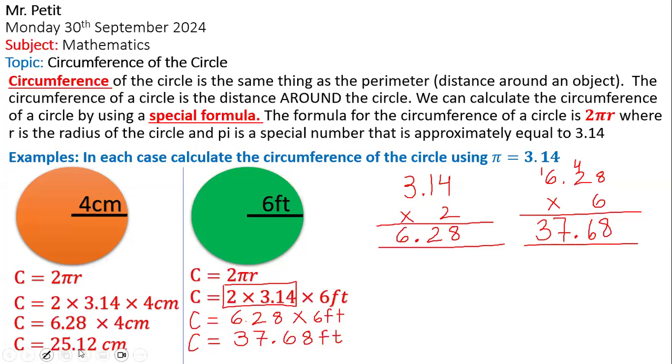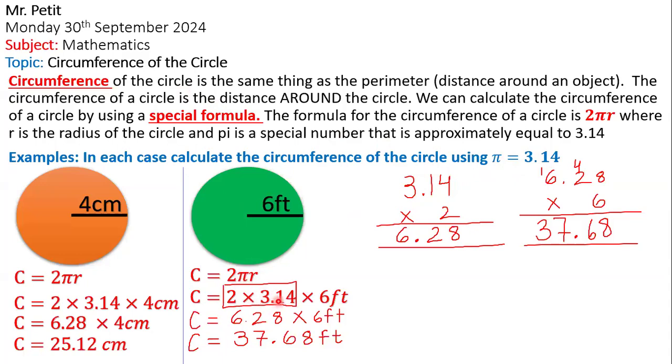So, Zion, what's the formula for the circumference of the circle? 2 pi r. Very good, that's the formula right there. That's what we write first. What is pi in this question? It says it right there. Pi is 3.14. Very good. So instead of putting pi, we put 3.14.